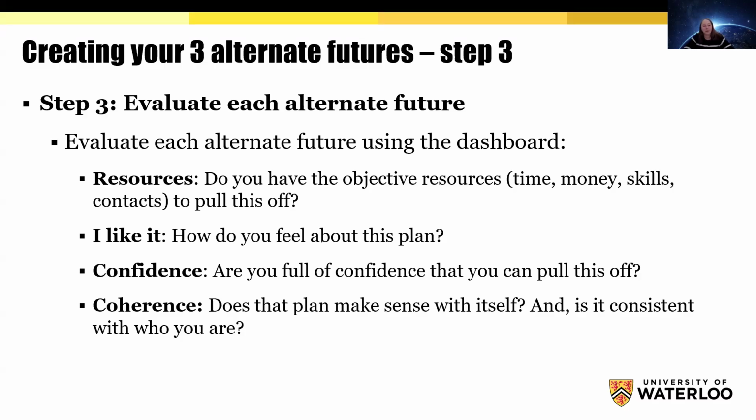And lastly, coherence. Really thinking about, does that plan make sense with itself? Are the things that we're going to be doing in this alternative future making sense, or are they completely out of whack? Do we need to move some things around to make it flow and make more sense to where we're going? Is it consistent with who you are as a person? So all of these things we're going to look at, and then you basically just evaluate that plan. And that's how we virtually, in our brains, try it on.